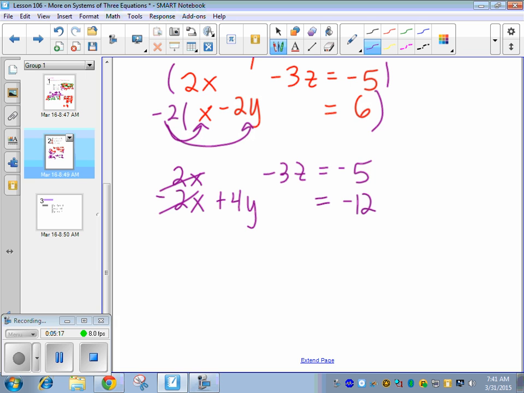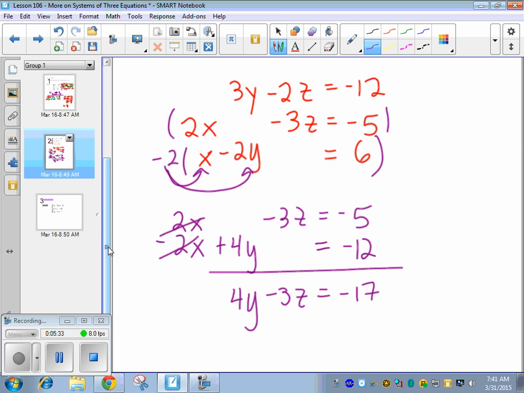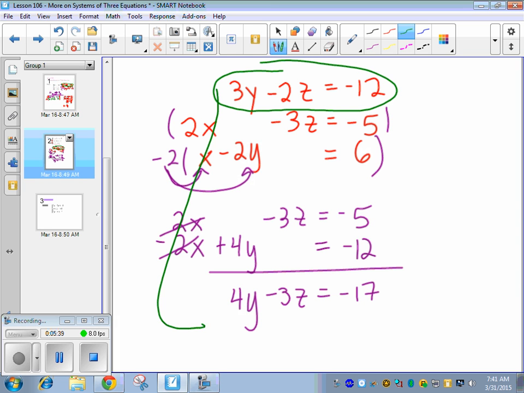X's cancel. 4y doesn't have anything to add with, so I just get 4y. -3z, nothing to add with, so that's -3z. And over here, -17. So the equation we did not use has y and z, so we're going to take that one and line it up. So that top equation that has both y and z. So 3y minus 2z equals -12.